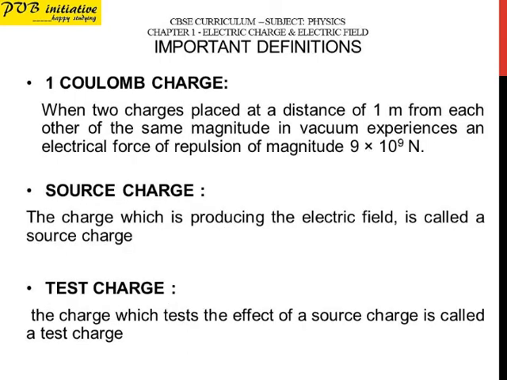Next slide. What is one Coulomb charge? When two charges of the same magnitude placed at a distance of 1 m from each other in vacuum experience an electrical force of repulsion of magnitude 9 multiplied by 10 to the power 9 Newton. Define source charge. The charge which is producing the electric field is called a source charge. What is test charge? The charge which tests the effect of a source charge is called a test charge.